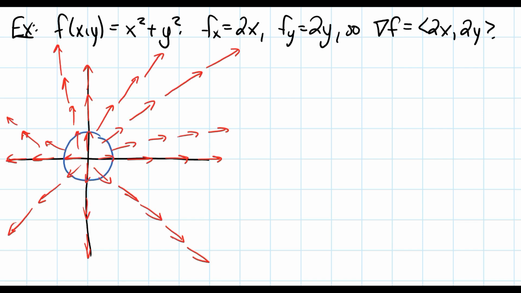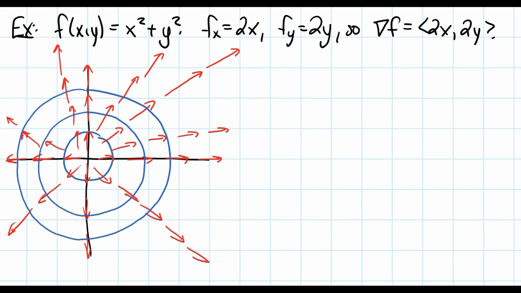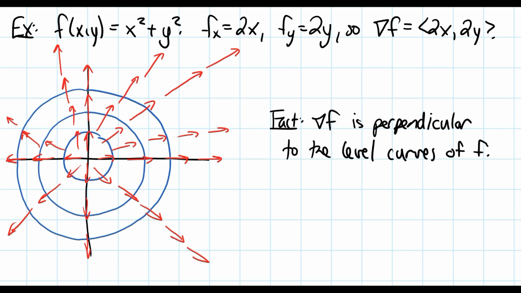I'll sketch it here with the contours of f. Notice that since f is a paraboloid, its contours are circles. Also notice that the gradient vectors are perpendicular to the contours. This is actually a fact we learned before. The gradient vectors are always perpendicular to the level curves of the function.